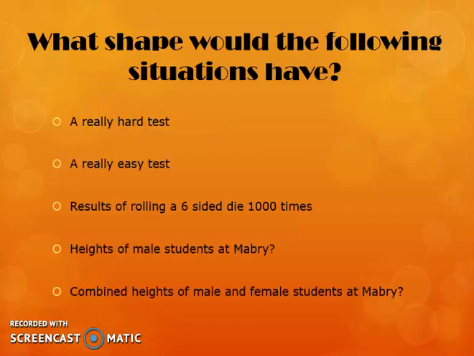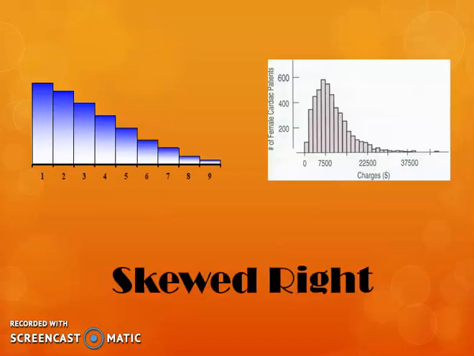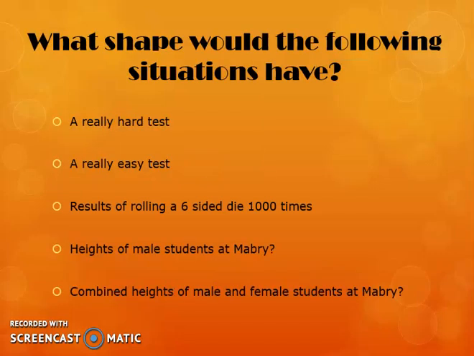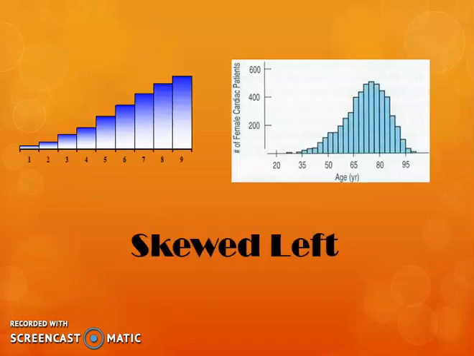All right, so these are just some things to think about. What shape would the following situations have? If there was a really hard test in school, I think most students would describe the graph of a really difficult test as skewed right. What you're implying here is that the test was difficult, so very few people did well and most people did poorly. A really easy test would, for the same reason, be the opposite, which would be skewed left.